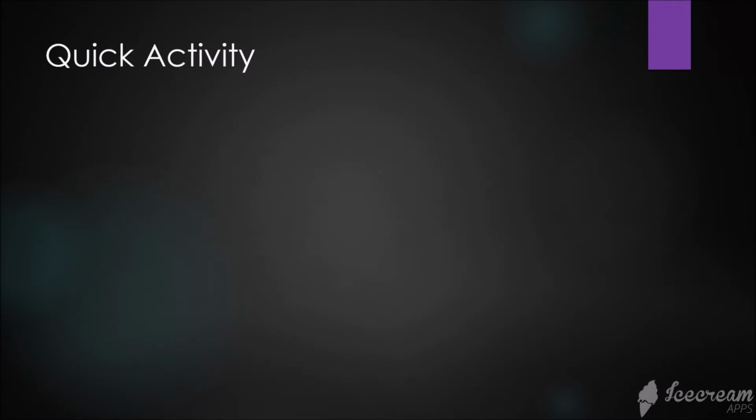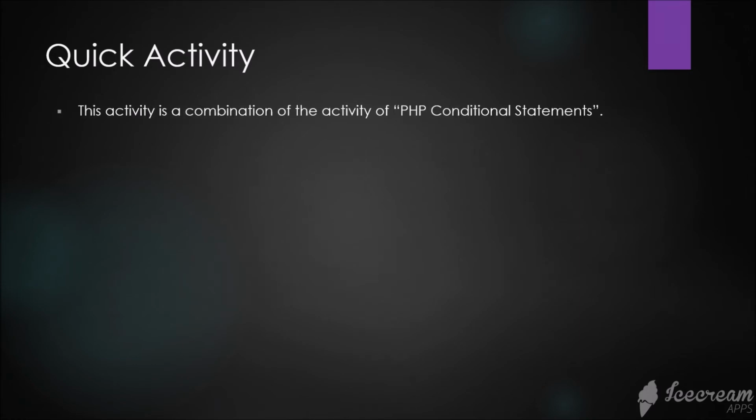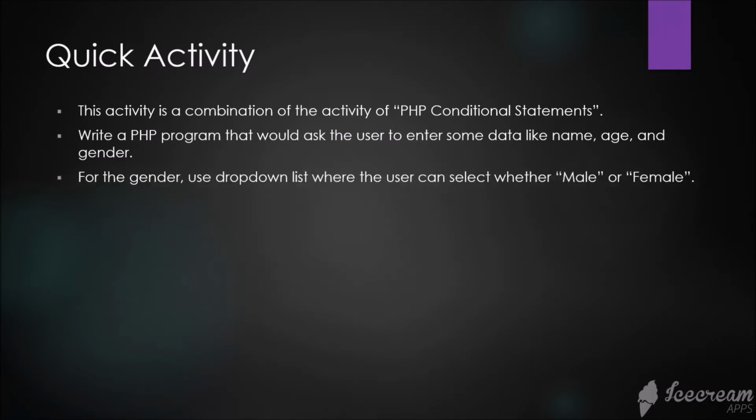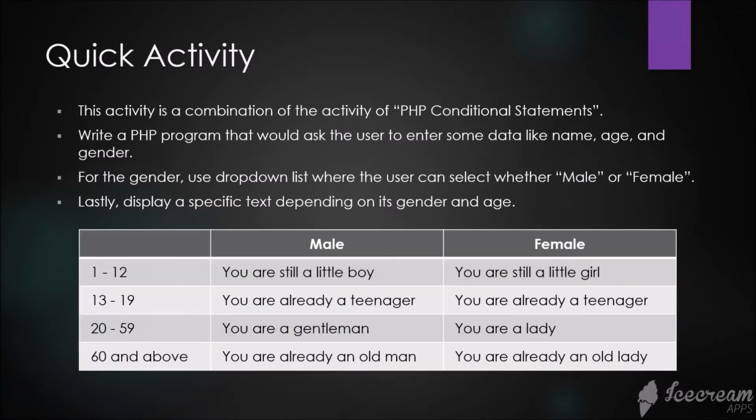Okay, so quick activity muna tayo guys. So this activity is a combination of the activity of PHP conditional statements. Write a PHP program that would ask the user to enter some data like name, age, and gender. For the gender, use drop-down list where the user can select whether male or female. Then lastly, display a specific text depending on its gender and age. So we are going to base in here, if it is male, dito yung babasehan natin mga text. Then kung female, dito naman.